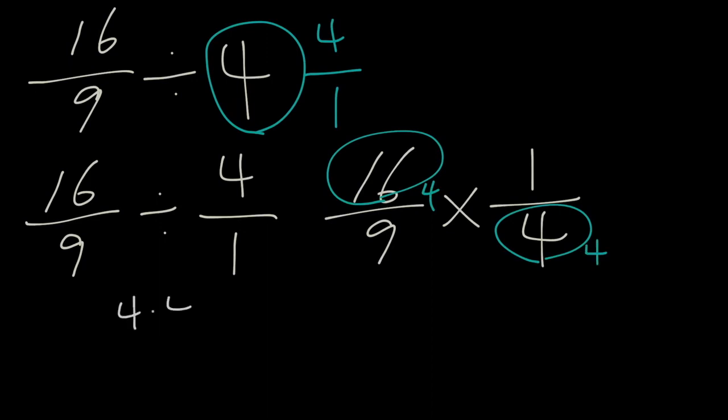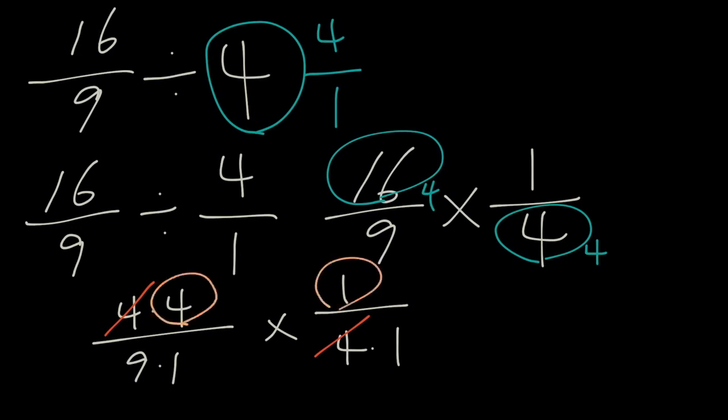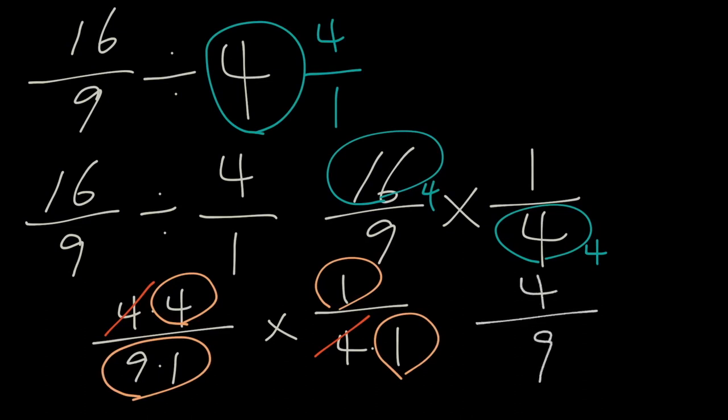So we can rewrite it, and cross out the 4. And we are left with 4 times 1 is 4, 9 times 1 is 9. And that's our final answer.